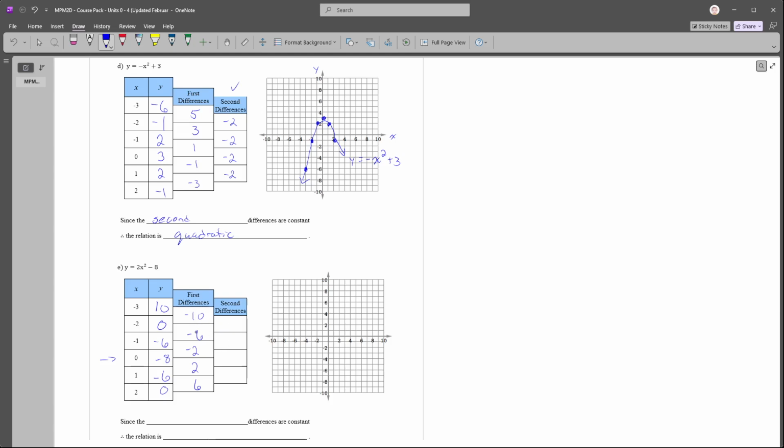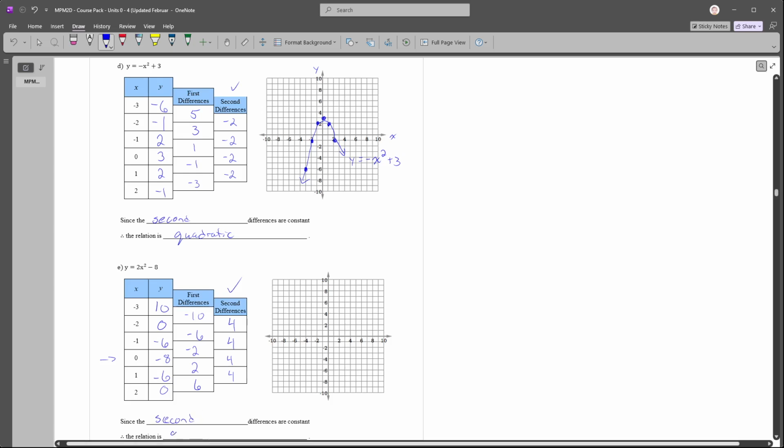Okay, second differences. Negative 6 minus negative 10, that's going to give us 4. Negative 2 minus negative 6, that's 4 as well. 2 minus negative 2, that's 4. And 6 minus 2 is also 4. So we see second differences. This tells us, since the second differences are constant, that means the relation is quadratic.